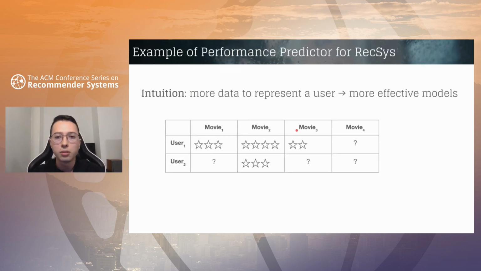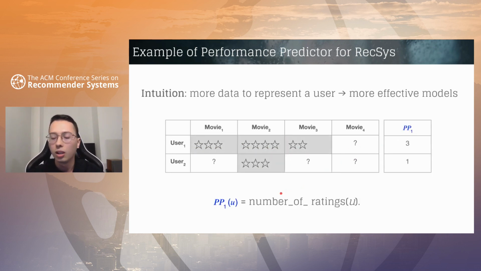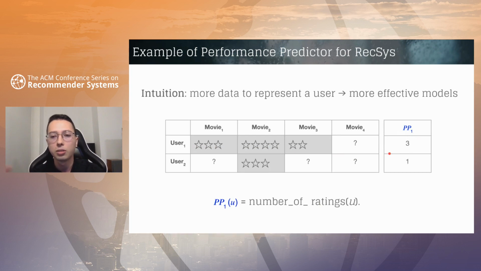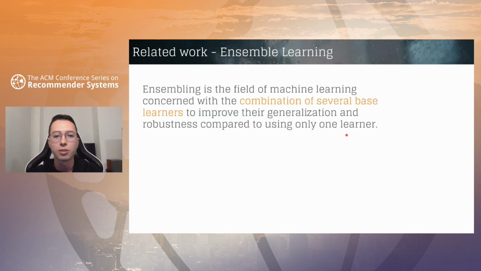I'll give you an example of a simple performance predictor. Here we want to capture the intuition that a user that has more data to represent will lead to better models, to more effective models. This first user has 3 ratings, while this second one has only 1. We'll call this performance predictor the number of ratings. If we use this, we would say that the first user would lead to higher effectiveness. So the performance predictor is 3 for this user and 1 for the second user.